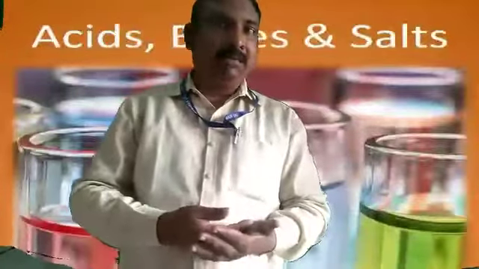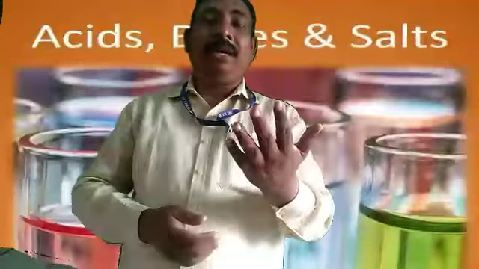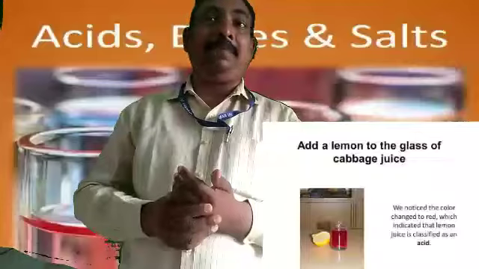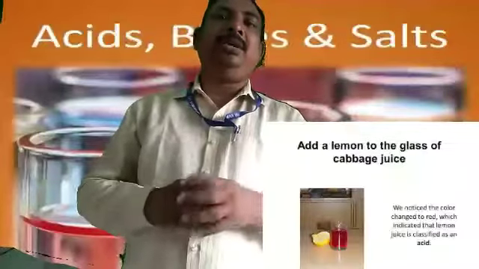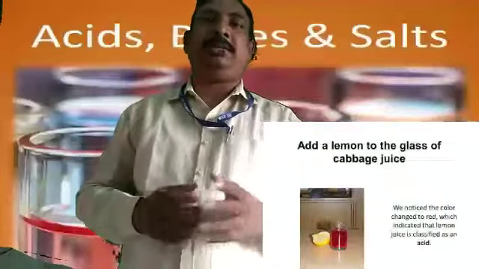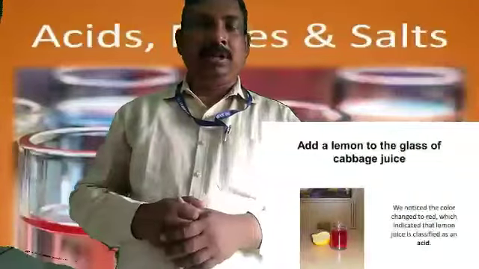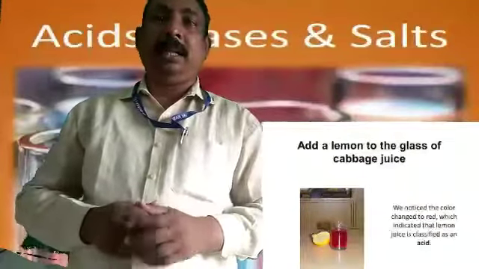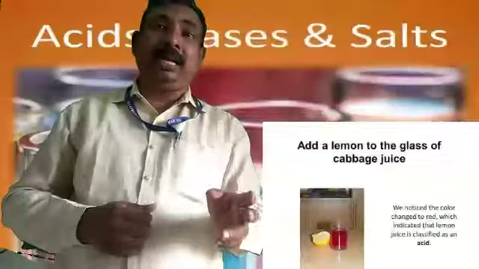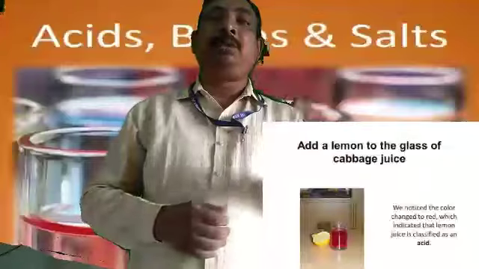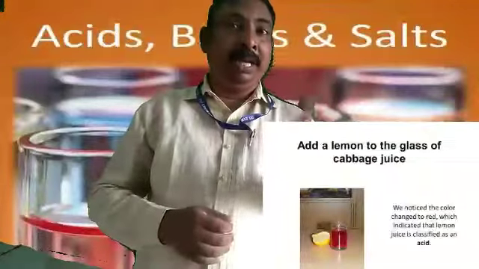Not only turmeric, even cabbage is a good natural indicator. Cabbage juice, we can use to find out acids and bases. Litmus solution is also a natural indicator. Along with that, synthetic chemicals also we can use to find out acid and base, mostly phenolphthalein and methyl orange.